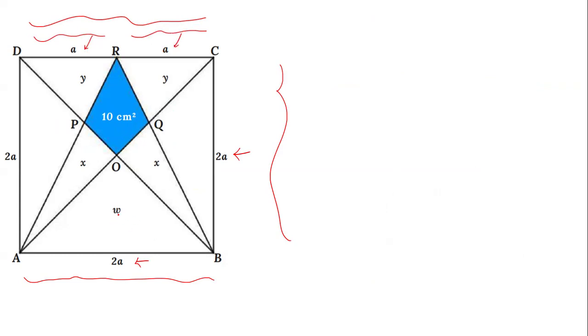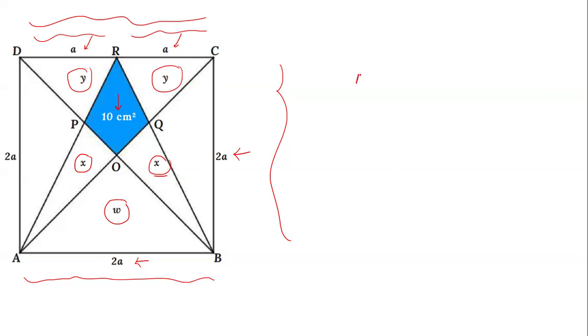And we are assuming this part's area is W and this part's area is X, and this is symmetric to this part, so this is also X. This part's area is Y and this is symmetric to this, so this is also Y. And this is 10, as given in the problem. So now let's find different relationships.